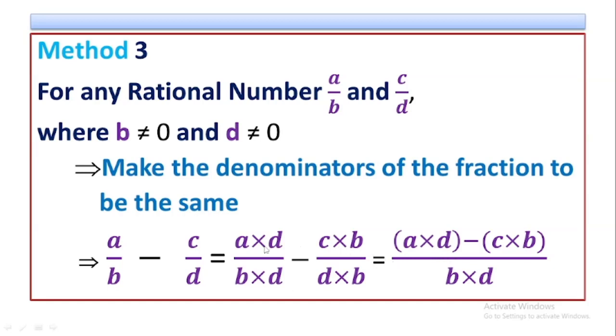Just simply subtract the numerators: ad minus cb. So finally we can answer the difference by using this approach. It is too easy if you practice with numbers having different denominators and use this approach. This is another way of determining the difference of two given rational numbers having different denominators.